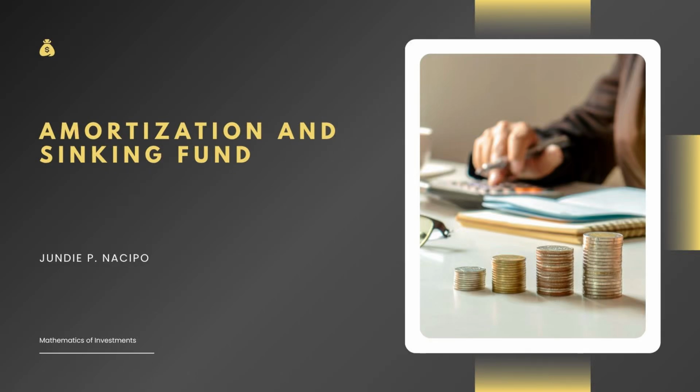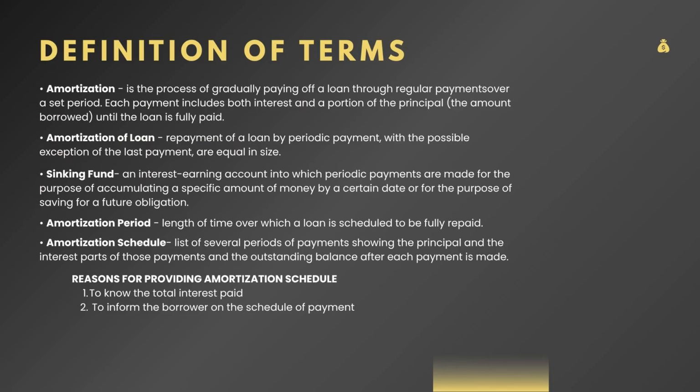Our topic for today is all about amortization and sinking fund, part of our lesson in mathematics of investments. But before we move on to the formulas and examples, let's first go over what amortization and sinking fund actually mean. These are two ways of managing money, one for paying off a debt and the other for saving toward a future obligation. First, let's define the key terms we'll be using throughout this presentation.